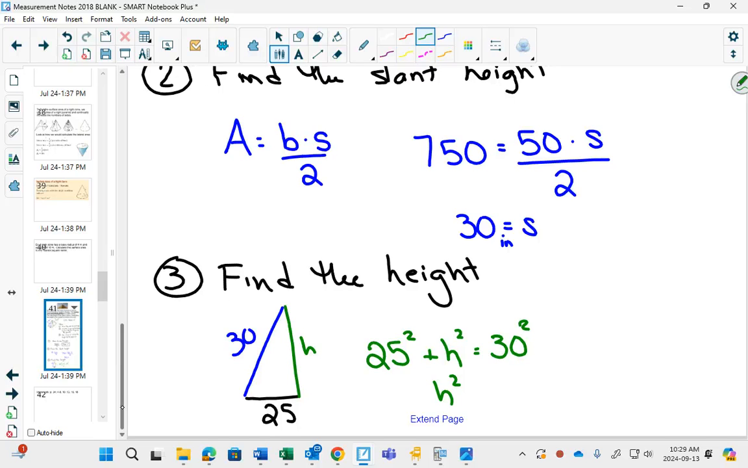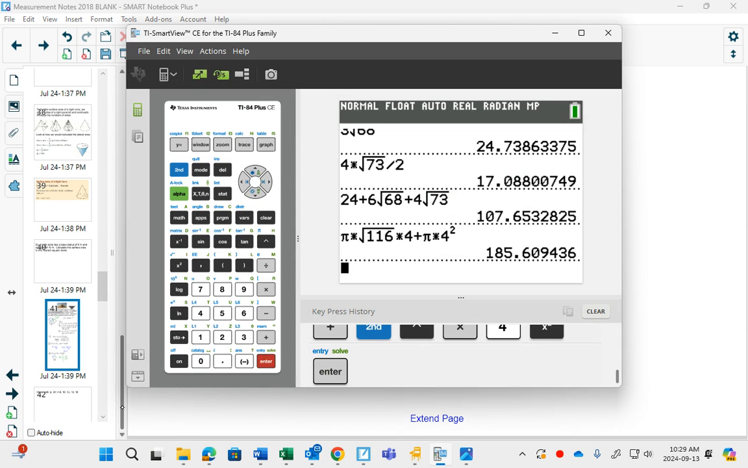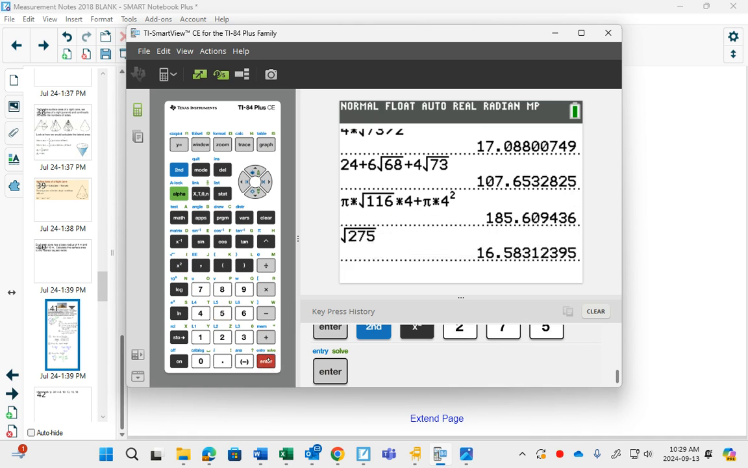Use your calculator. This will be 625. This is 900. We want to get the h squared by itself, so we would move that 625 over to the other side by subtracting, and we get that h squared is 275. Go to our calculator, square root of 275, 16.583.